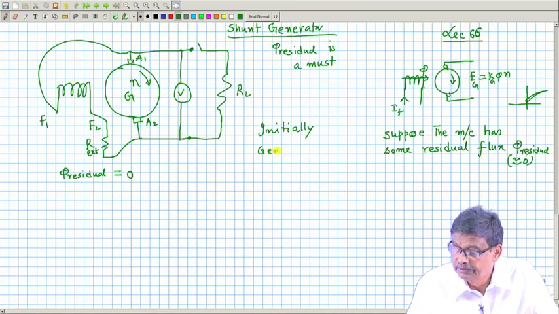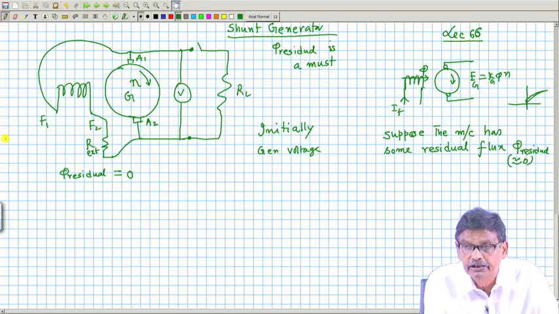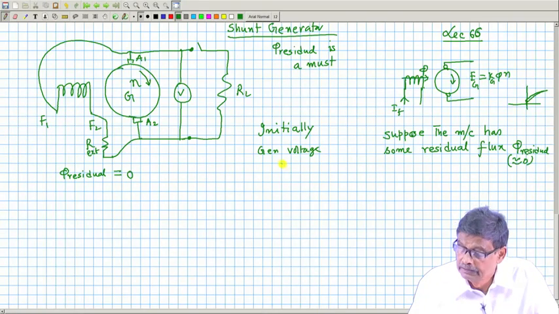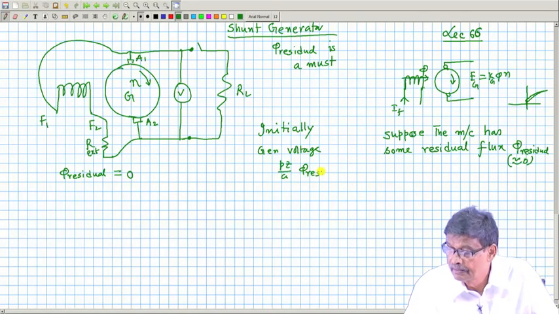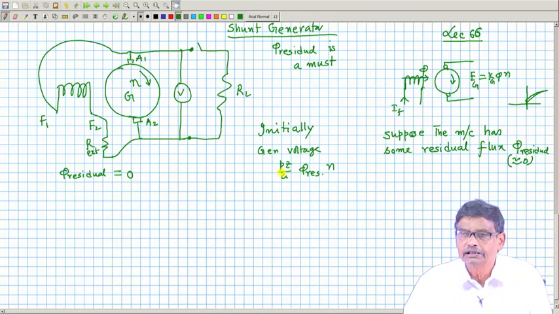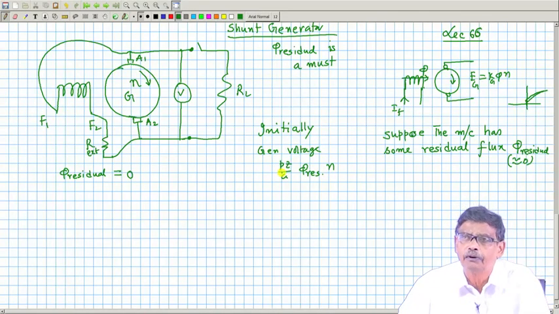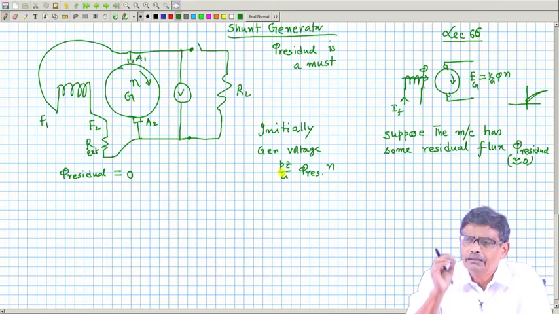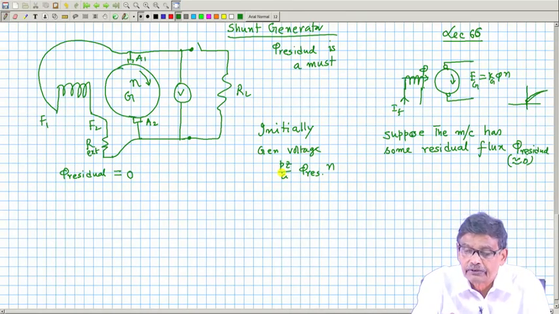Generated voltage, although there is no field current, but for some phi residual is there. Generated voltage will be P z by A or K into phi residual into N, this much voltage, but phi residual is very small. A little voltage will be induced across the armature.